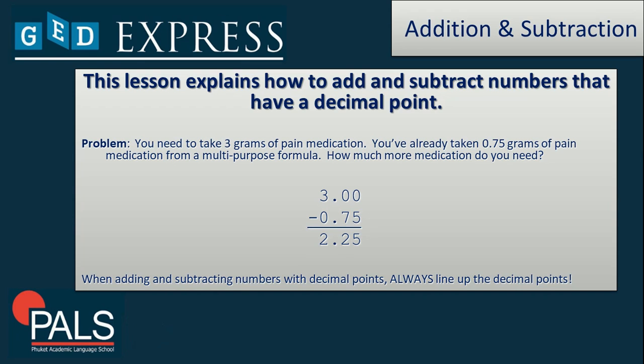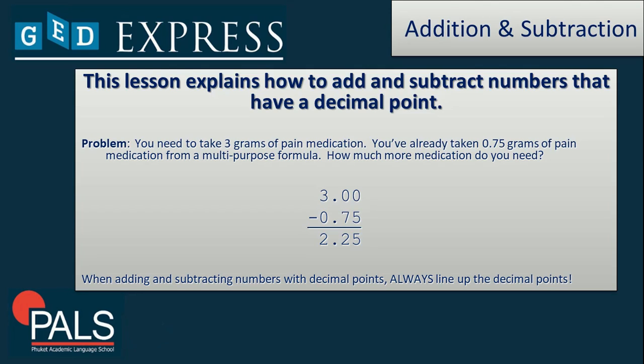So, for example, we have here a problem. According to this, you need to take 3 grams of pain medication, and you've already taken 0.75 grams of pain medication from a multi-purpose formula. The question is, how much more medication do you need?